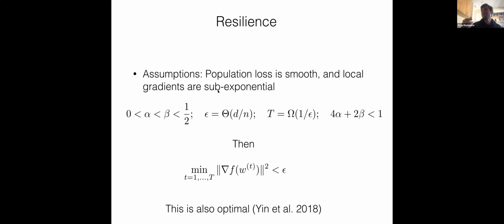if you assume that this is a gradient of a loss function, right? And the loss function is computed over data points. If those data points are generated IID from some distribution, then this usually follows. This has been used in some prior works as well.